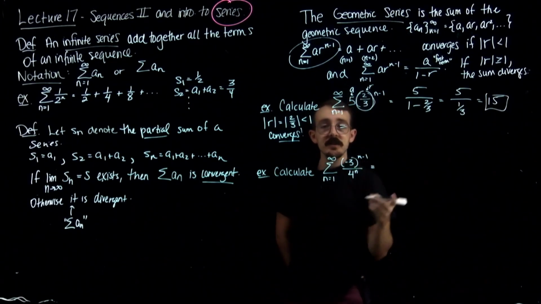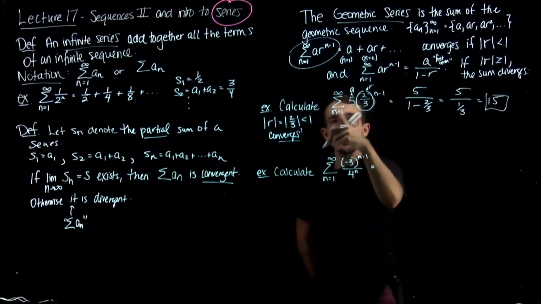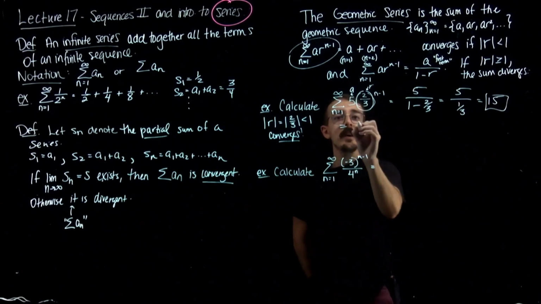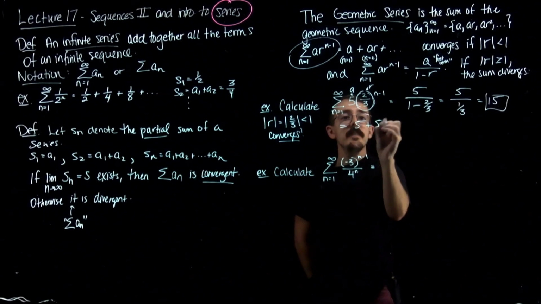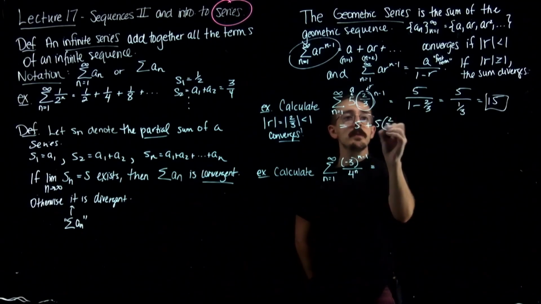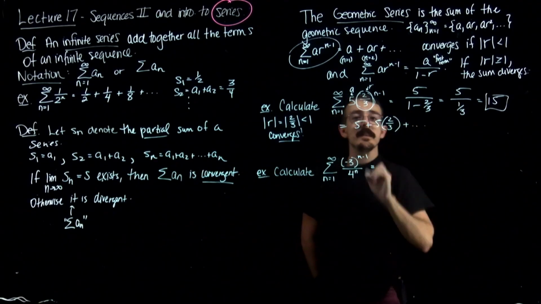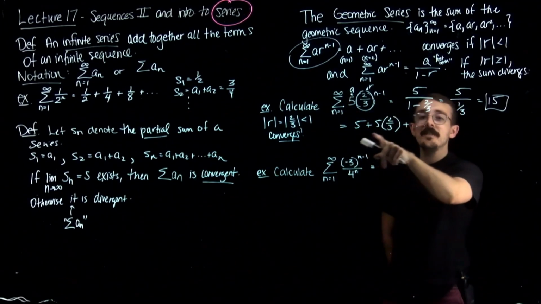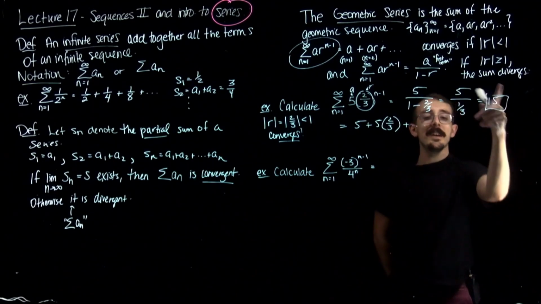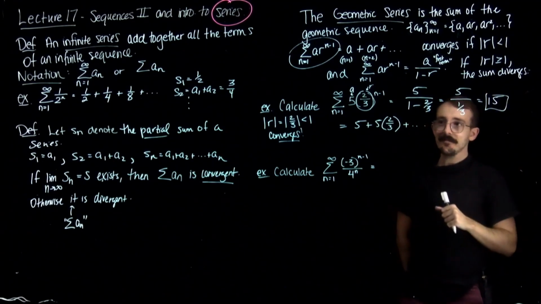If you wanted to write out the first few terms, you plug in 1, because that's where we start. If you plug in 1, you get 5. If you plug in 2, you get 5 times 2/3, plus, and then that would continue on forever. So what we're saying is that infinite addition here ends up adding to 15.